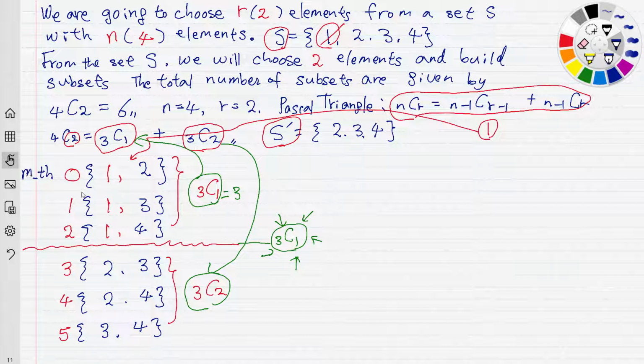Okay, so m's is 0. It becomes the first subset 1, 2. m's is 1. It becomes 1, 3. When m's is 2, it becomes 1, 4. When m's is 3, the subset becomes 2, 3. When m's is 4, the subset becomes 2, 4. When m's is 5, the subset becomes 3, 4. Okay? Now we will turn this into an algorithm.